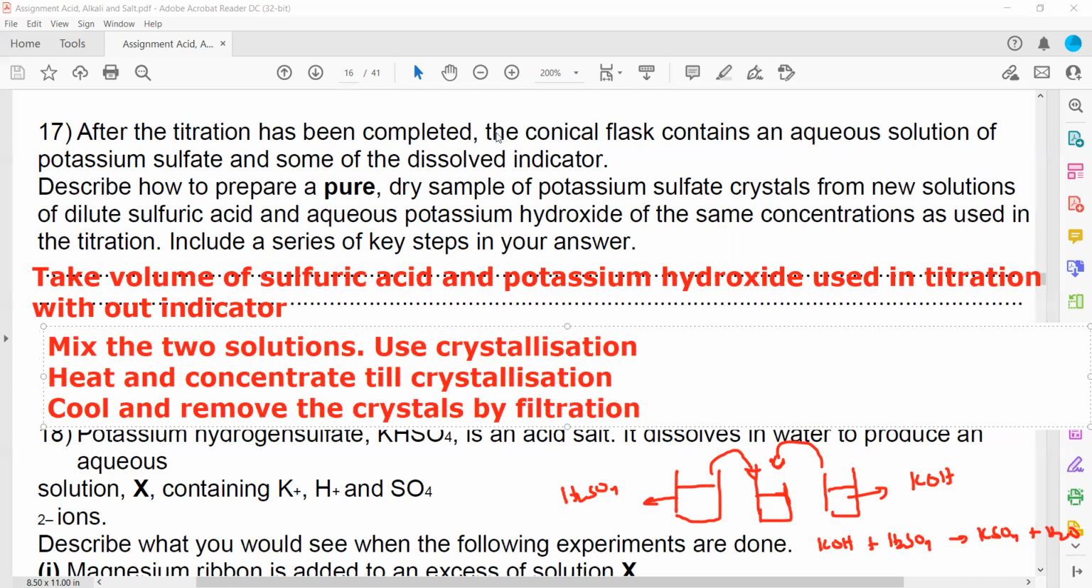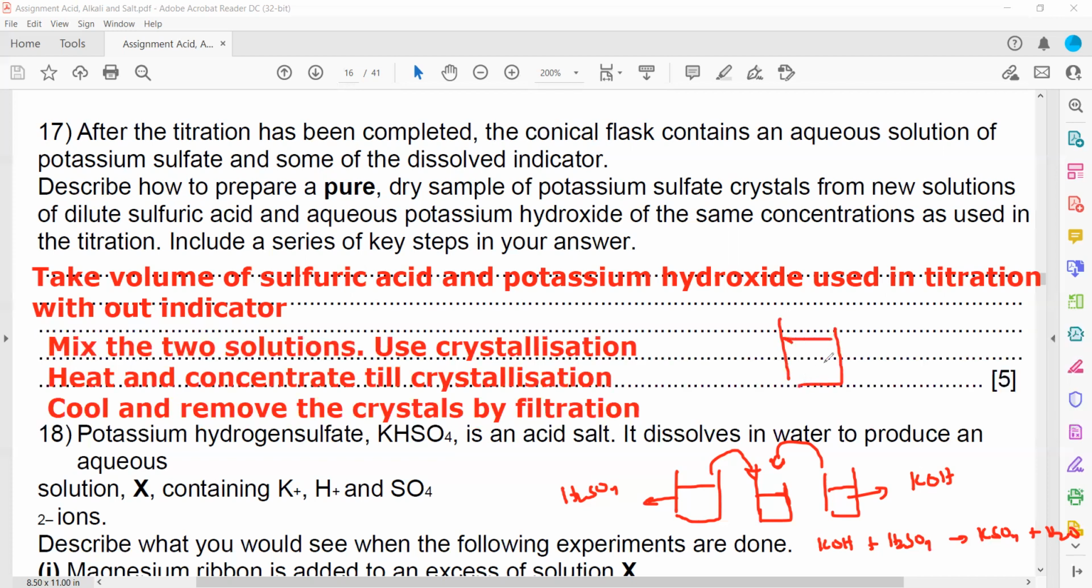So when we mix the acid and alkali, it will form a salt solution. How do we obtain a salt from this solution? We supply heat energy, and some of the liquid evaporates, but not all of it. Then we cool down. When we cool down, the crystals will appear. And when these crystals appear, we can use filtration. Is it clear how we can obtain the pure crystals of potassium sulfate by mixing sulfuric acid and potassium hydroxide?